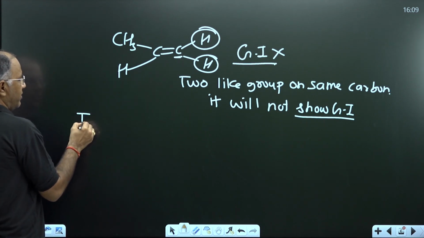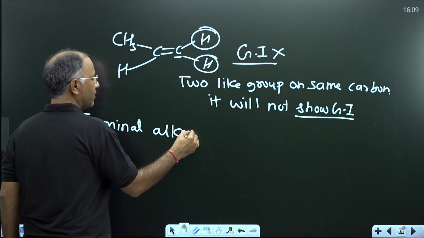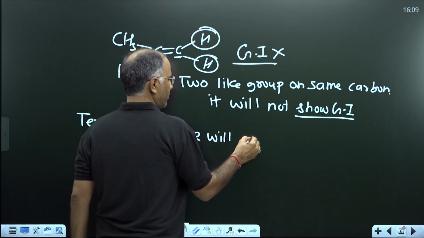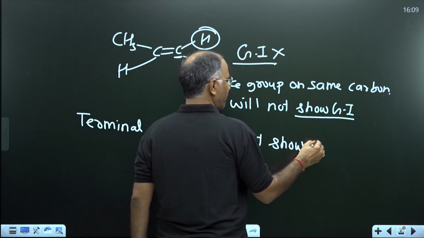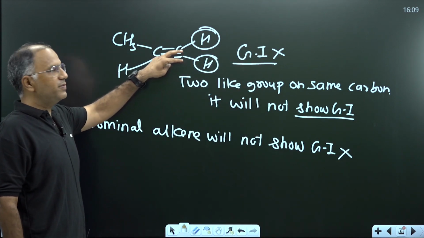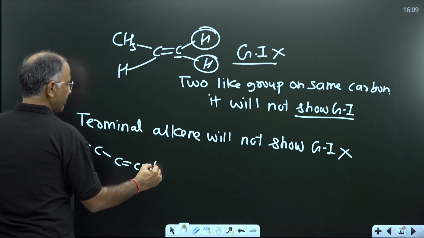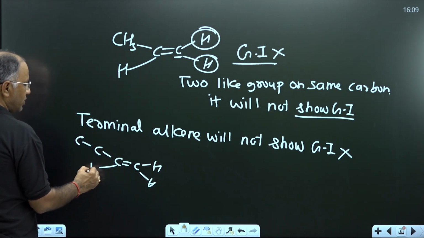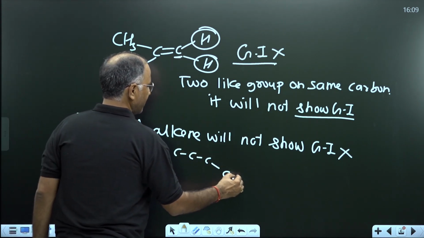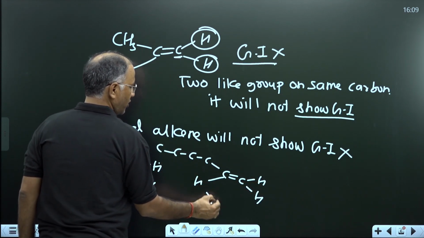Similarly, another point to remember, you should write in your notes: terminal alkene will not show GI. Why will a terminal alkene not show GI? Because in a terminal alkene, there are like groups. For example, this is 1-butene. It will not show GI, because with two like groups, we get an identical compound. For example, 1-hexene. It will not show GI.